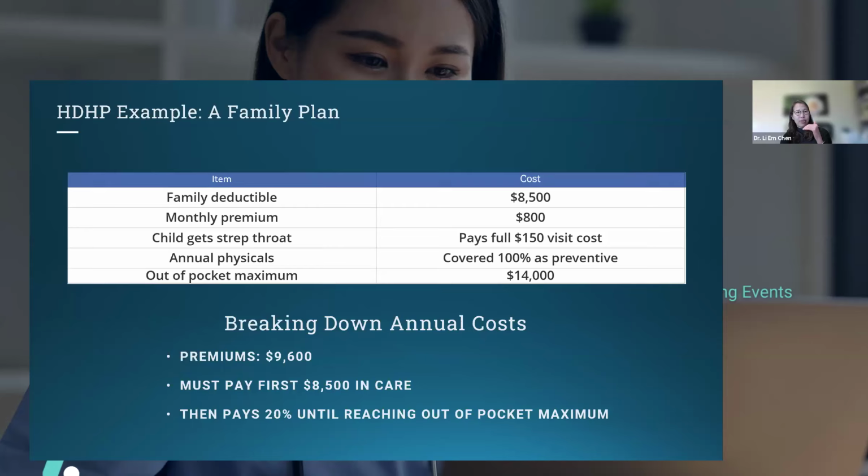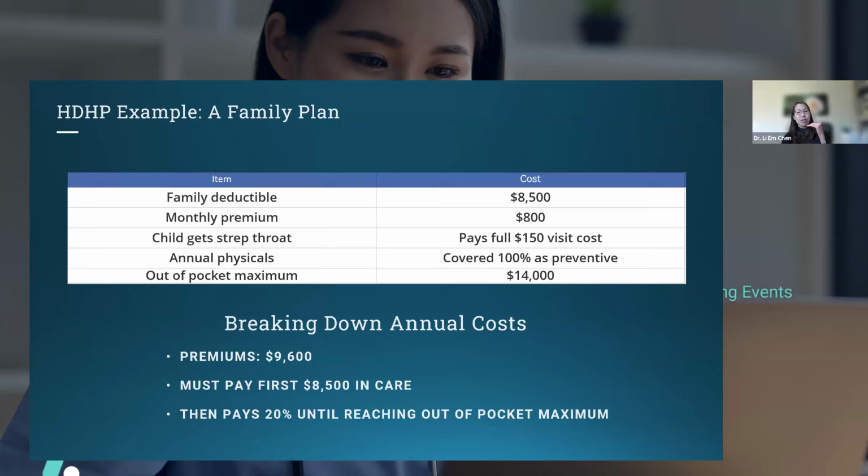Their deductible is $8,500, so they have to pay the first $8,500 of what healthcare services they're getting. So now we're up to $18,000. Beyond that, they have to pay 20%, right? That's their co-insurance of all the bills until they hit the $14,000 maximum. So if you add all the numbers up, right, 9,600 plus 8,500 plus $14,000, you're basically at $32,000 before you're paid up and done, and the insurance covers everything else.